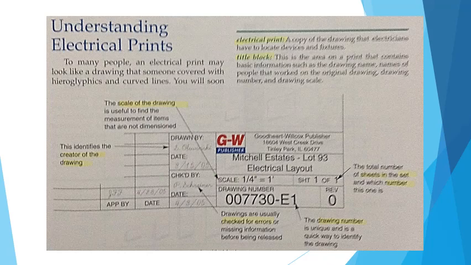Title blocks. The title block is the area on a print that contains basic information for identification purposes. You will find items in the title block such as the drawing name, names of people who worked on the original drawing, drawing number, and drawing scale. This is the first place to look to verify that you have the correct drawing for the job. See figure 11-2.